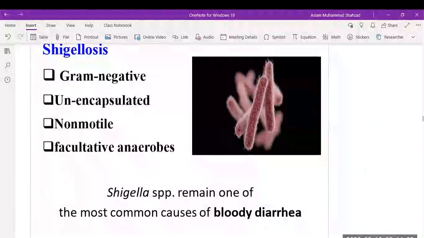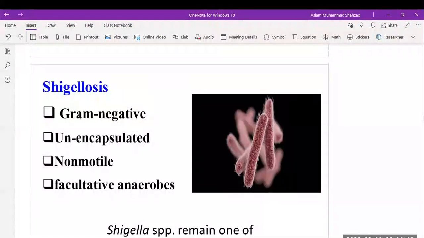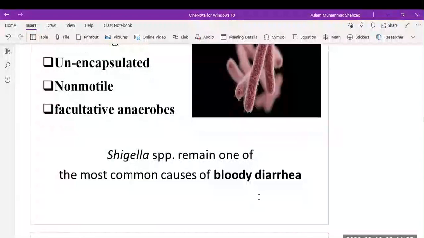You can read it. Shigella is a gram-negative bacterium, non-encapsulated, so it means it is not in capsule form. Non-motile, it means they have no flagella, and it can grow in anaerobic conditions. The most common species is responsible for the bloody diarrhea.